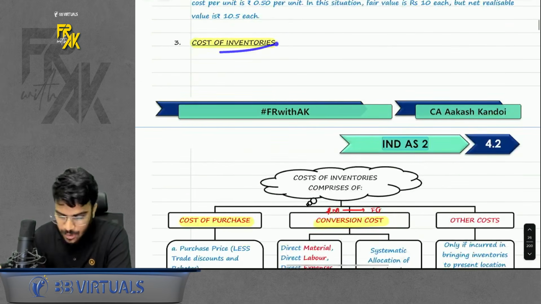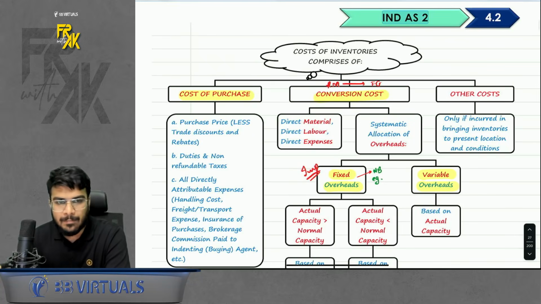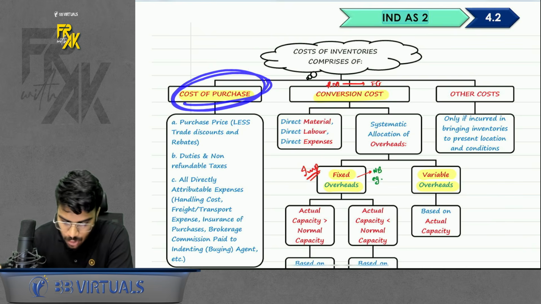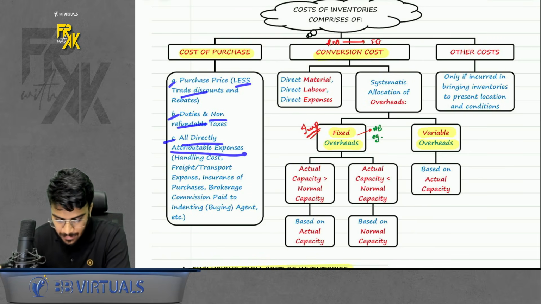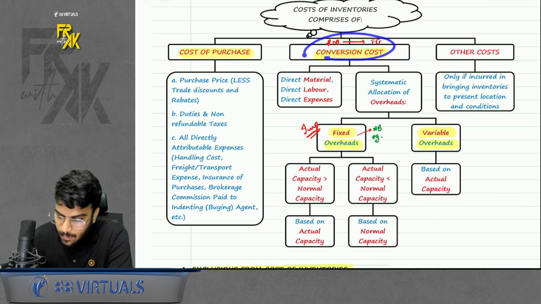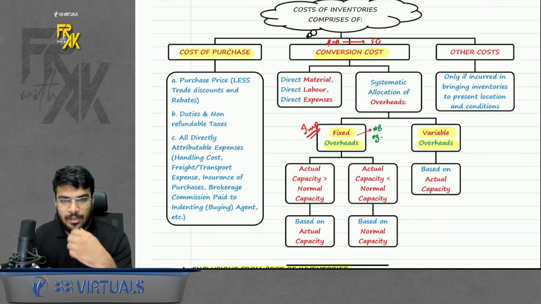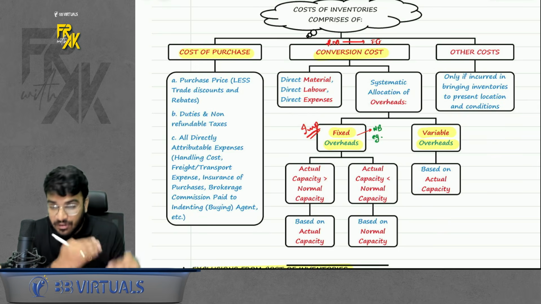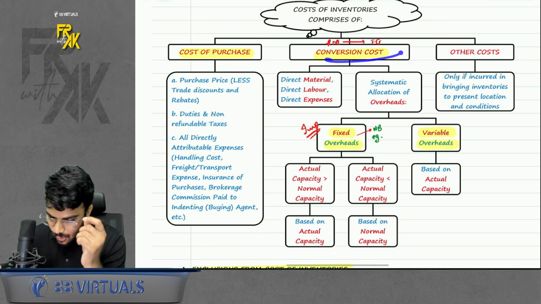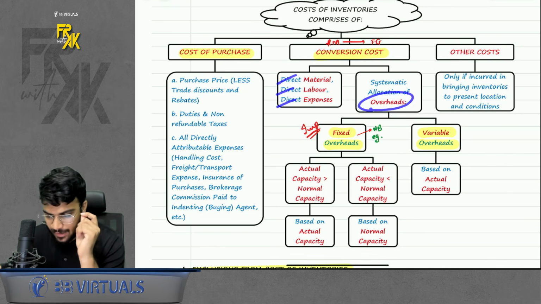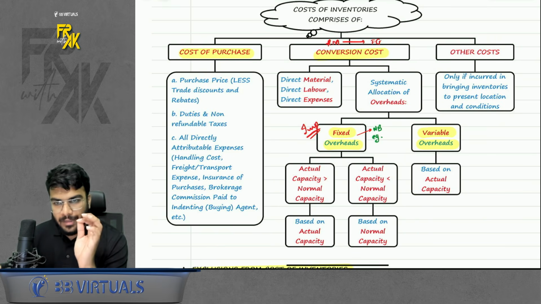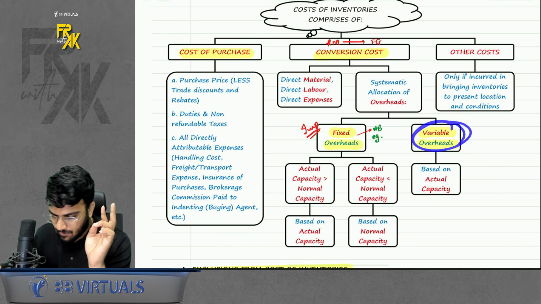Okay. Next point, cost of inventories. If you are into trading business, that means you purchase the item and you sell it as it is. So in your cost, only cost of purchase will come. That will include purchase price, less trade discount, add non-refundable taxes, add all the directly attributable expenses. But if you're into manufacturing business, you will purchase also, you will incur conversion cost also, and then you will sell. So what will come in conversion cost? Direct material, direct labor, direct expense, factory overheads. In factory overheads, there are two types of overheads. One is variable overheads, one is fixed overheads.